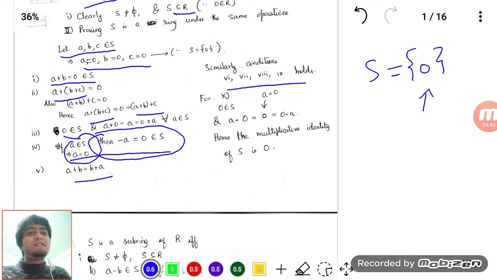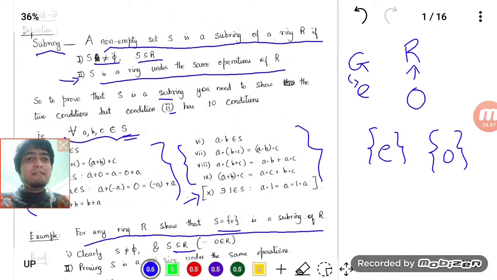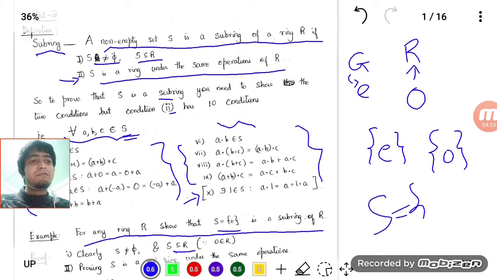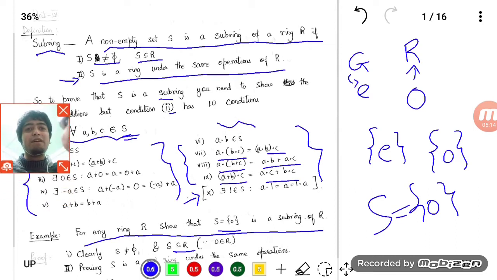Similarly, conditions 6, 7, 8, and 9 hold. Just see 6: A dot B. How much is A dot B when A and B are 0? It will be 0, right? So it belongs to S. S is {0}, keep that in mind, in our case, for that example. Similarly, A dot B dot C will be 0, and the right hand side will be 0, so condition 7 also holds. Similarly, condition 8, both sides will be equal to 0, and condition 9 will also hold. So that is why it will be a subring.